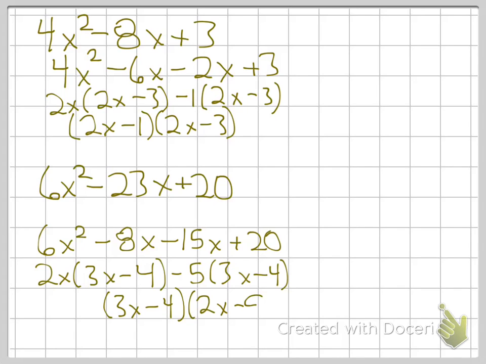How did you get 8x? They add to negative 23, but they multiply to be 120. It's only 20 though. Multiply, it's 120. They have to add to negative 23.